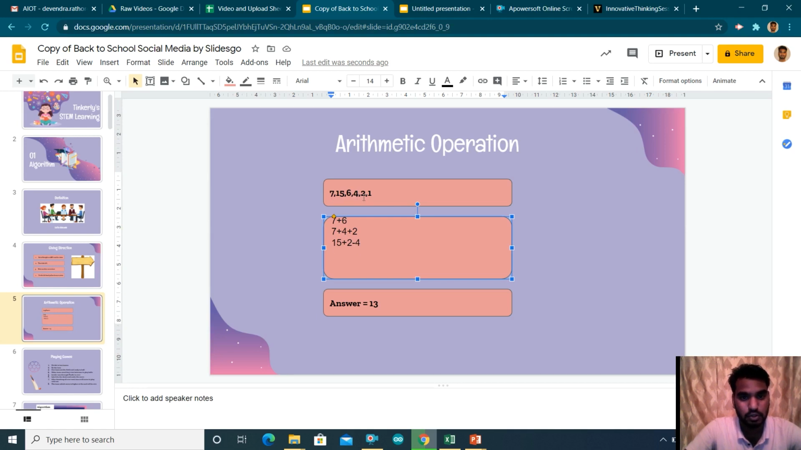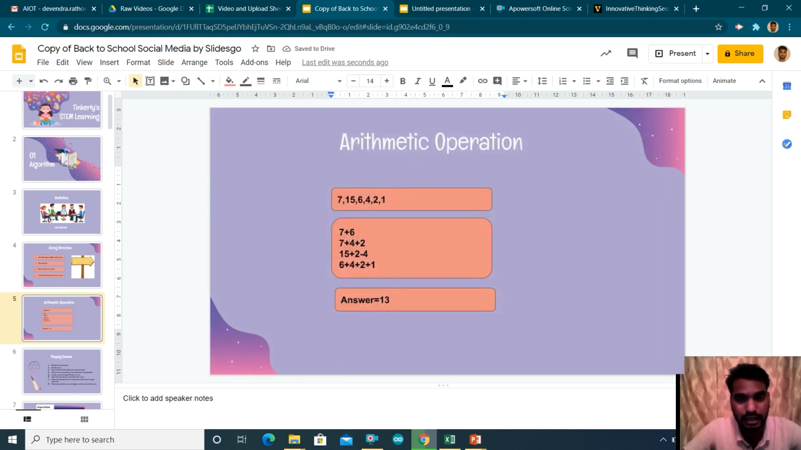6 plus 4 plus 2 plus 1, right? 6 plus 4 equal to 10, plus 2, plus 1. Okay, so it can be the algorithm to get 13. So we can apply any of the algorithms according to us, right?